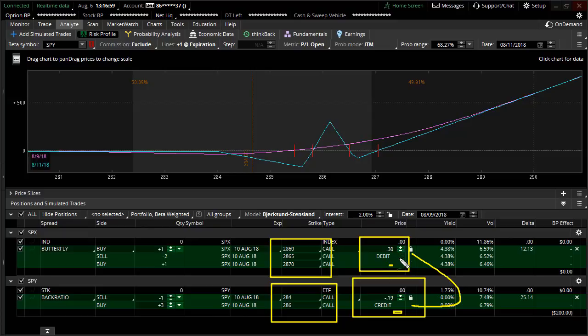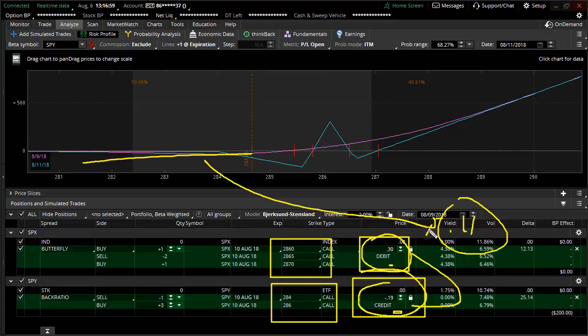And there's really minimal risk. So what? I pay 30 cents for this thing plus transaction costs. Then I collect 19 cents here. What am I into this thing for? Net 11 cents plus all the transaction costs. So if the market were to crash and burn, I'm going to lose what? 11 cents. Meanwhile, I'm giving myself a phenomenal upside opportunity.